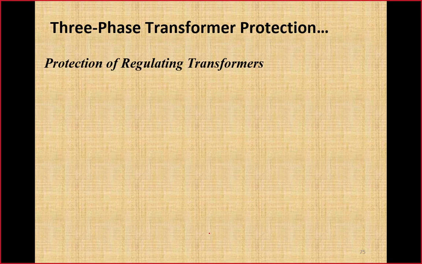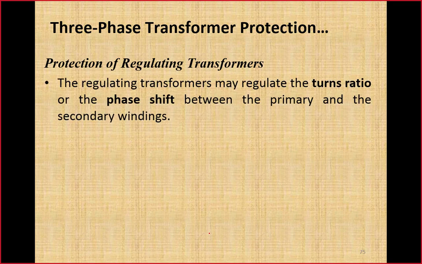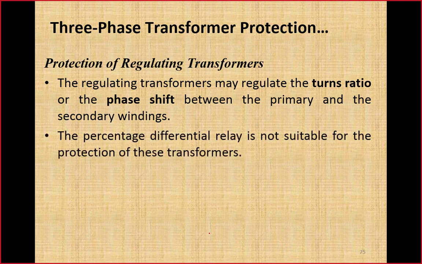Now we will discuss protection of regulating transformers. These regulating transformers are used to regulate the flow of real as well as reactive power. They regulate the reactive power by changing the turn ratio and the real power by changing the phase shift. So the percentage differential relay is not suitable for protection of these transformers, and protection could not be provided with the help of any differential relay, because the continuous change in phase angle and turn ratio will make it impossible for a differential relay to work for these transformers.